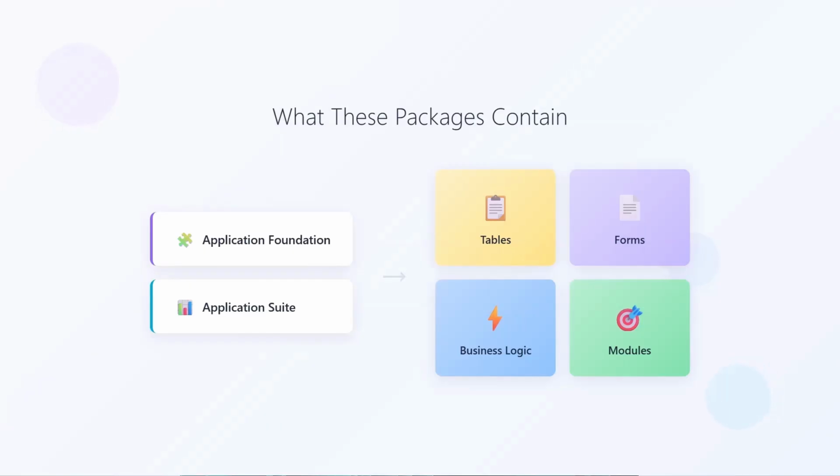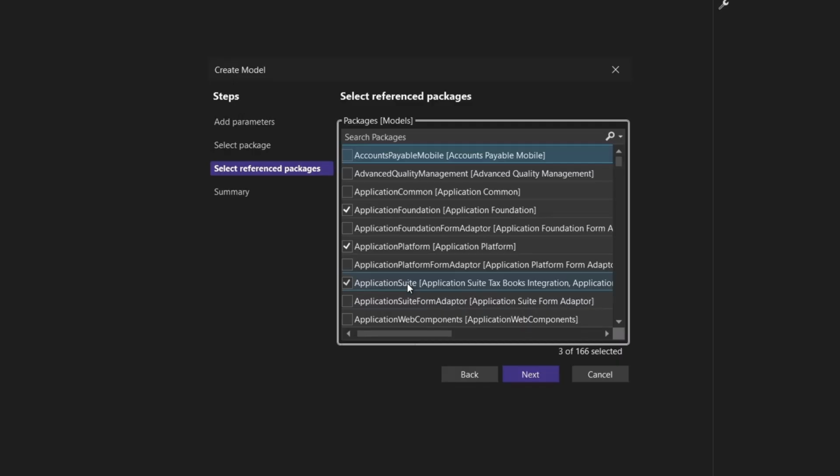Now, the reason for that: these two packages contain most of the core elements we would probably need, like tables, forms, and business logic for standard modules such as customers and sales. So, referencing them here helps prevent errors later when we start extending those standard objects. So, after selecting the reference packages, we can go ahead and click Next again.